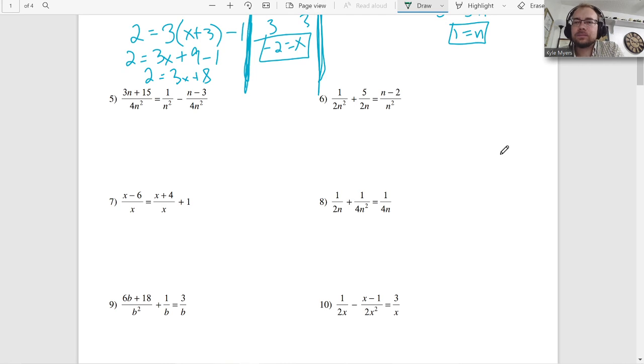So number 5. And if you've noticed a trend here, it seems like whatever the biggest thing is, that happens to be the LCM. Okay, so that goes away, that goes away. 3n plus 15. I didn't need to put that in parentheses because the 4n squared cancels completely with the 4n squared. So there's nothing to distribute. Right? So 4n squared, n squared, I have 4 times 1 is 4. Minus, 4n squareds cancel out completely here. But it's a minus.